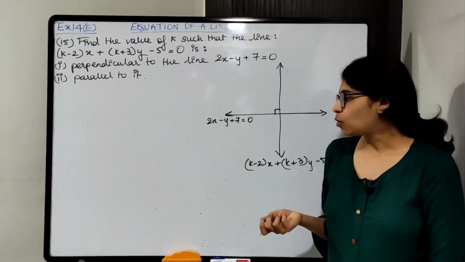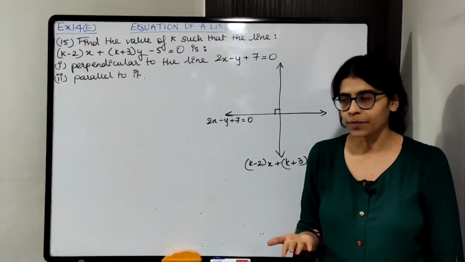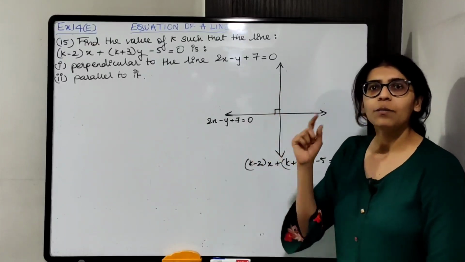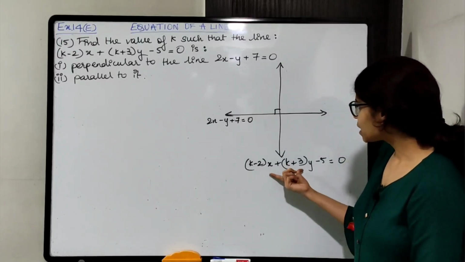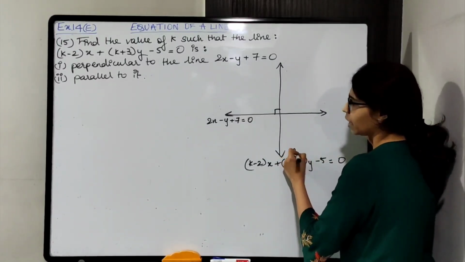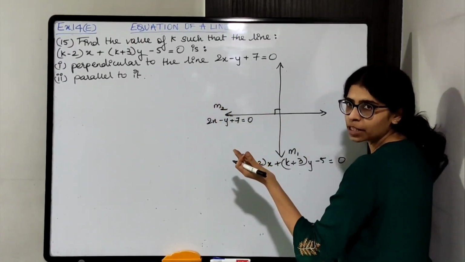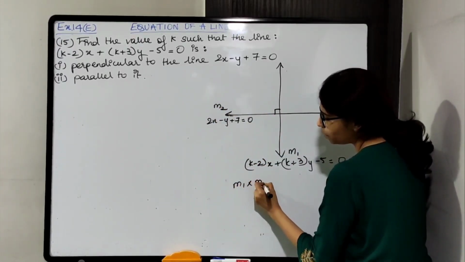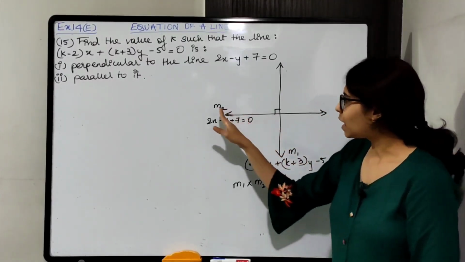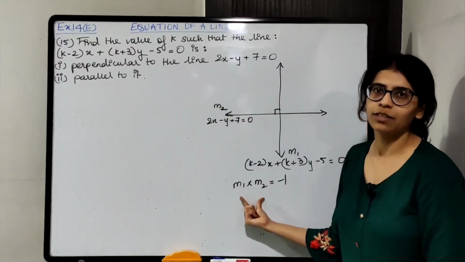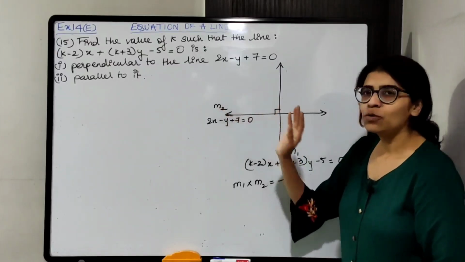We have to find out the value of k. For that we'll relate the slopes. We know for perpendicular lines the product of the slopes is equal to minus 1. So if the slope of this is m1 and the slope of this is m2, then since they are perpendicular, m1 into m2 will be minus 1. Find m1, find m2, put it over here, you will get the value of k on solving. How do we get m1 and m2?